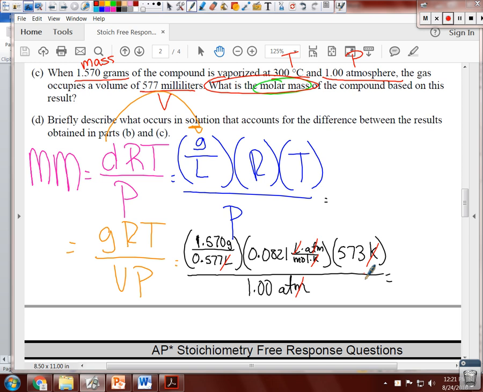I personally prefer gram per mole because that really is the molar mass unit, just like density is grams per liter. For molar mass, yes. Not for density, not for pressure, but molar mass is grams per mole. Y'all got an answer?